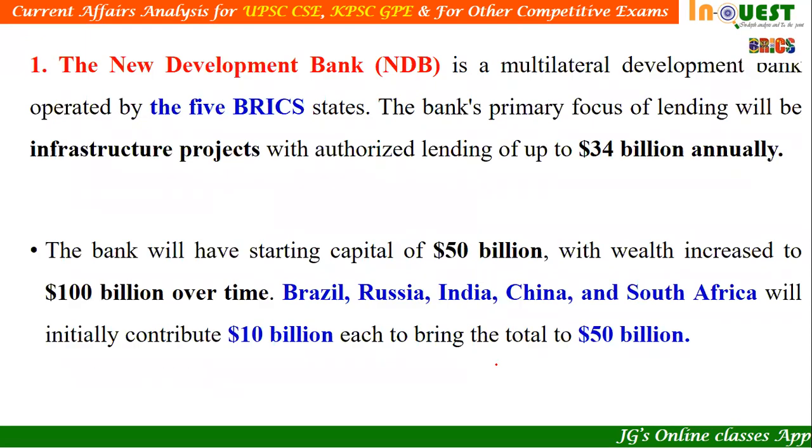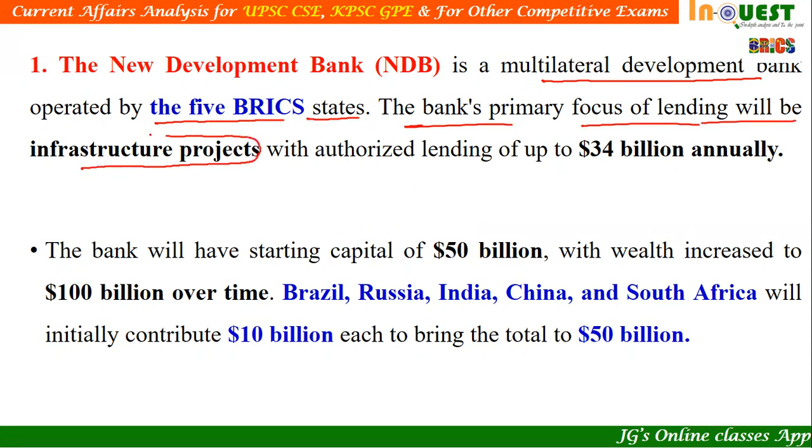Now let us know more about the function of New Development Bank. It is a multilateral development bank operated by the 5 BRICS states. The bank's primary focus of lending will be on infrastructure projects. So it is going to lend money on infrastructure projects to all BRICS nations with authorized lending up to $34 billion annually. Annually, they can fund up to $34 billion.